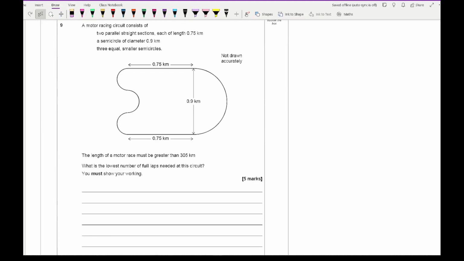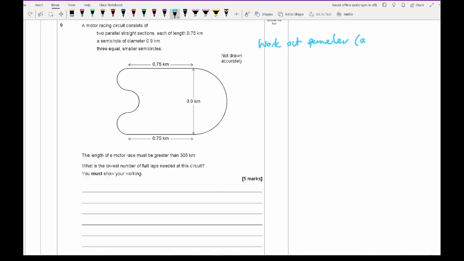each of length 0.75 kilometers, a semicircle of diameter 0.9, and 3 equal smaller semicircles. The length of the motor race must be greater than 305 kilometers. What is the lowest number of full laps needed at this circuit? So what we need to do first is work out the perimeter.